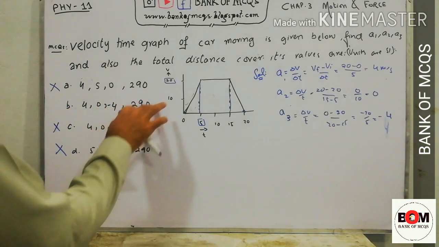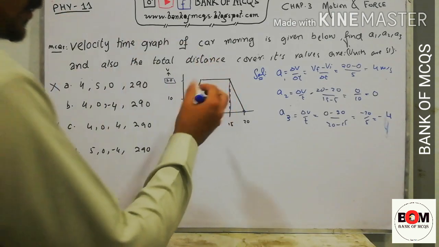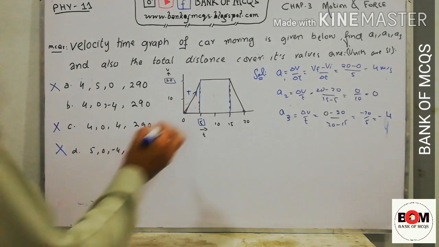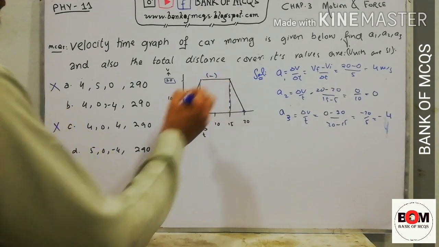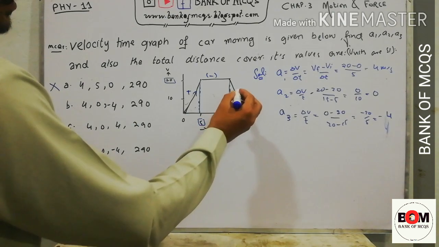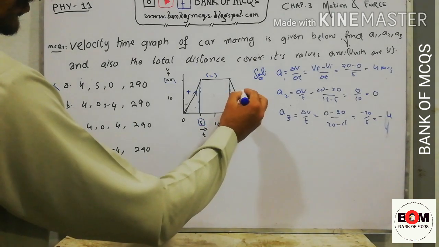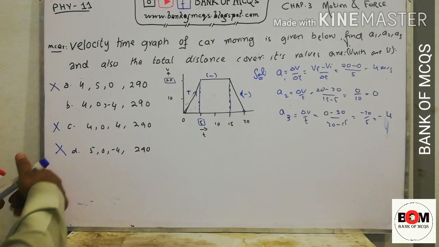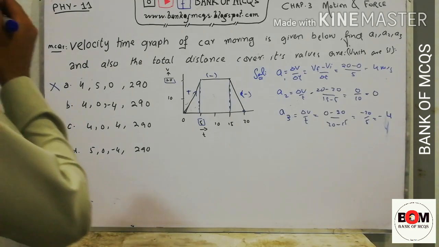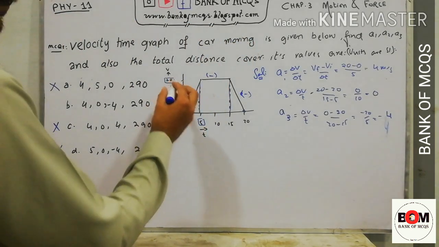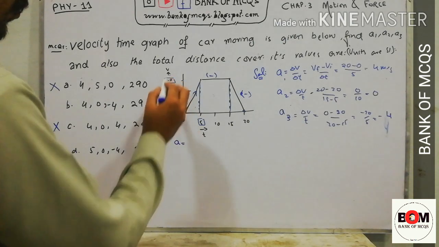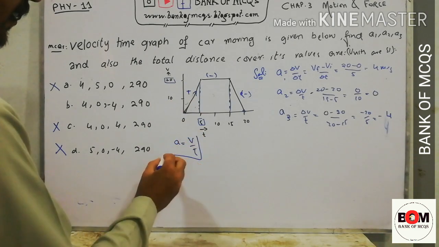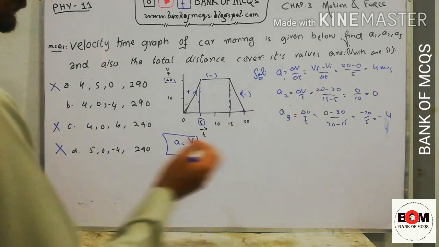Now we will confirm this by reasoning. In the first case the velocity is increasing, so the acceleration is positive. In the second case the acceleration is 0 as the velocity is constant. In the third case the velocity is decreasing, so the acceleration is negative, also called retardation or deceleration. Now, to find the slope, we divide the y component by the x component, so a is equal to v divided by t. So the slope gives us acceleration.